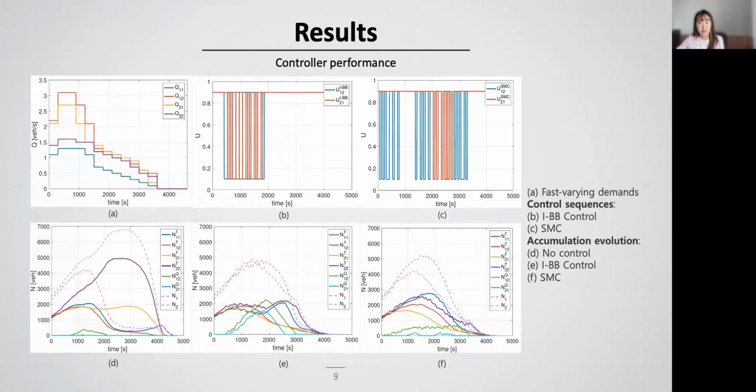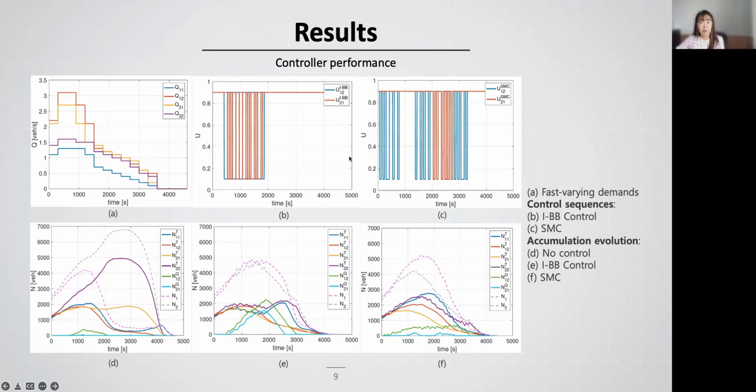Okay, now let's see the controller performance. A typical peak hour demand is applied as shown in figure A, and the accumulation evolution of the no control scenario is shown in figure D. As you can see in the figure, region 2 is the more congested region, since in the no control case, the control inputs are always equal to the maximum values, such that a few vehicles are queued at region boundaries. As you can see, the values of queuing accumulations are very low in the no control case.